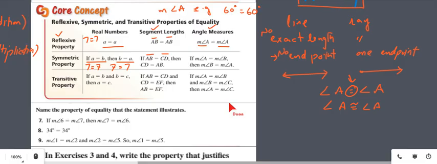Next is the angle measure property. Again, for two angles, if their angle measures are equal, then the angle measure of B would be equal to the angle measure of A. This property is known as the symmetric property of angle measure. Is it clear, beta?